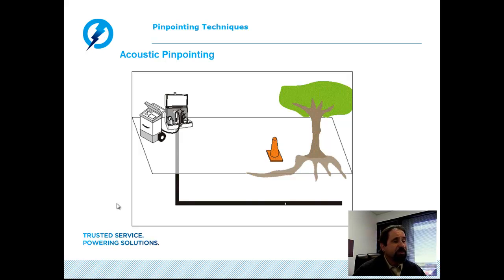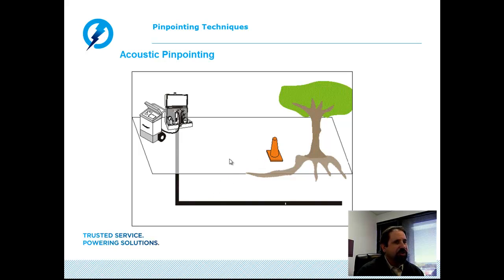Now, acoustic pinpointing is very straightforward and simple. We can use different types of amplification devices. We can either use the fancy manufactured acoustic devices, or in some cases we can use something as simple as a parking lot cone. The parking lot cone will shroud any of the background wind noise. It'll also act as an amplifier to strengthen the signal to our ear of the underground thumping activity.